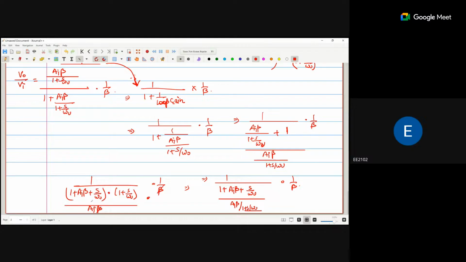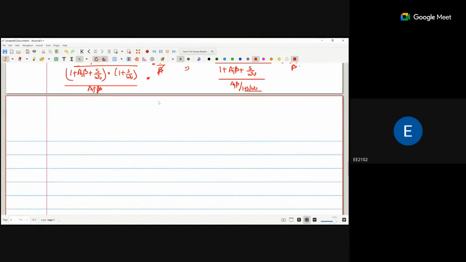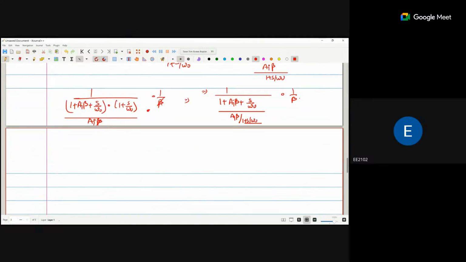So this β and β cancel out. So I think we have the equation of 1 upon A plus β plus S upon ωu times A multiply 1 plus S upon.